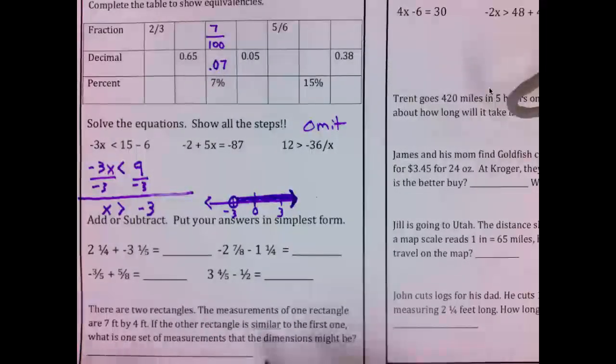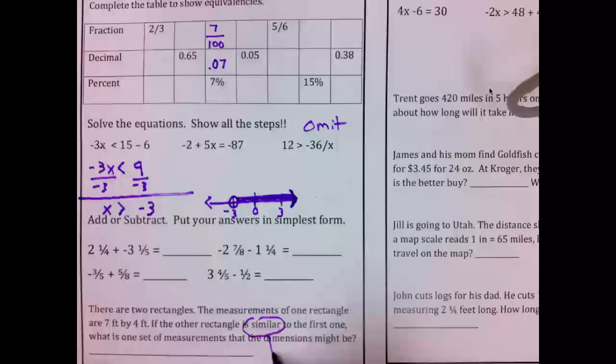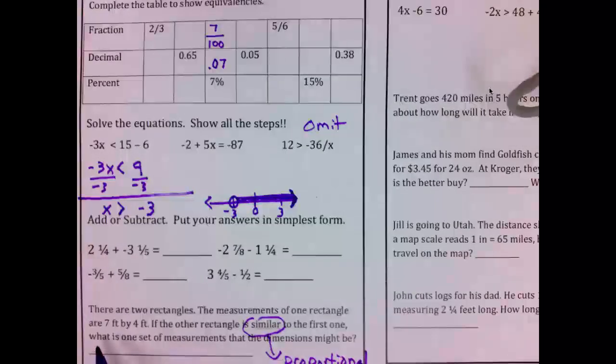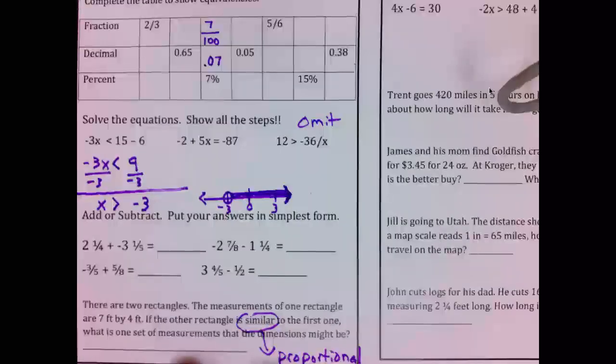For this last one, remember that similar means proportional. The sides are proportional. That is, there's some multiplier from one to the other. So if we have one that's 7 by 4, you could double both sides or triple both sides. So consider what the next rectangle would look like.